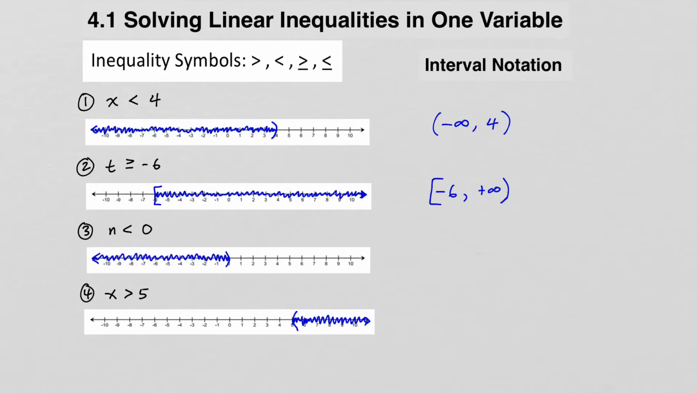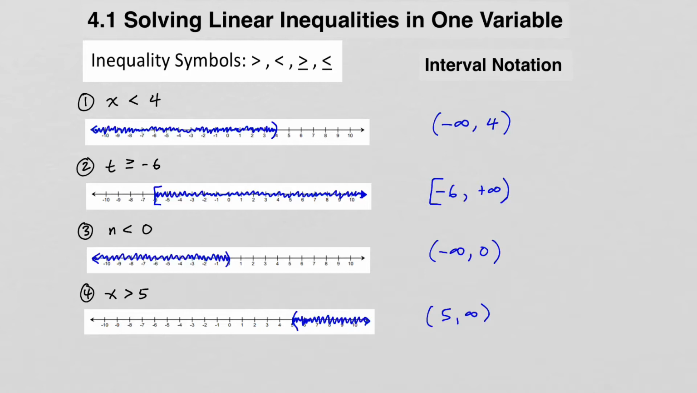So the next one, n is less than 0. In interval notation, that would be all the numbers from negative infinity up to 0. And 0 is not included. And for our last set of numbers, we have the numbers starting at 5 on the left and going to positive infinity on the right. And so we can write it like so.